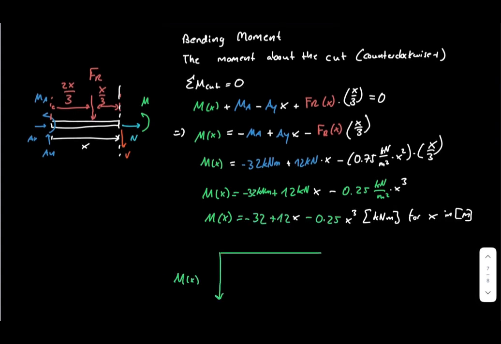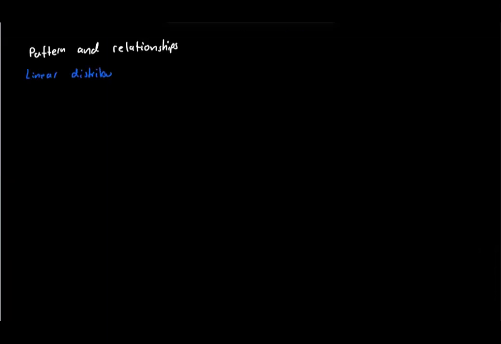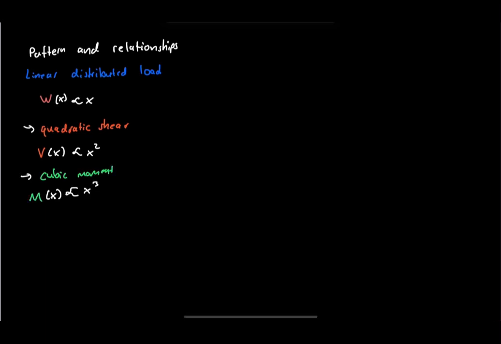At the wall, where x is 0, the bending moment is negative 32 kilonewton meters. At the free end, where x is 4 meters, the bending moment becomes 0. Notice the pattern. A linearly varying distributed load produces a quadratic shear force function and a cubic bending moment function.